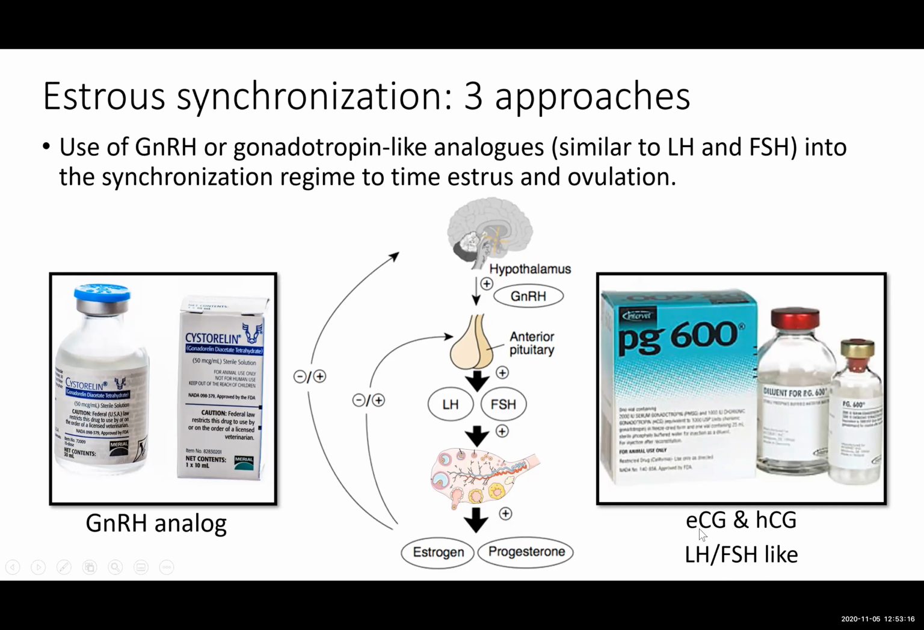So eCG is equine chorionic gonadotropin, which is a hormone that comes from horses, and hCG is one that comes from humans. Now, obviously, we can make them in a lab. We don't have to have pregnant horses to extract hormones from, but that's where they come from, pregnant animals naturally.